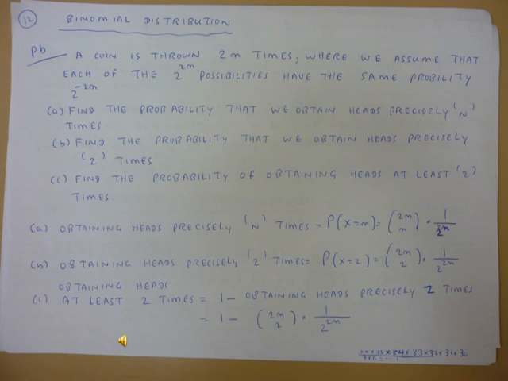Multiplied with 1 divided by 2 power 2m. B is the probability of getting heads precisely 2 times, so that is 2m choose 2, multiplied with 1 divided by 2 power 2m. The probability of getting heads at least 2 times is equal to 1 minus the probability of getting heads precisely 2 times. So this is 1 minus 2m choose 2 multiplied with 1 divided by 2 power 2m.